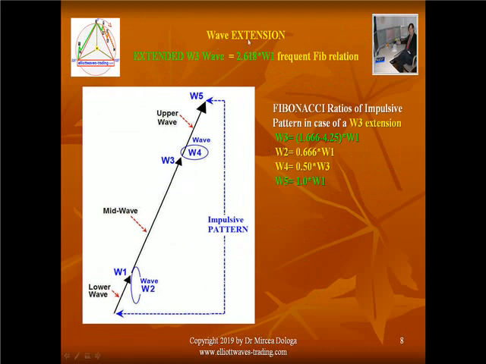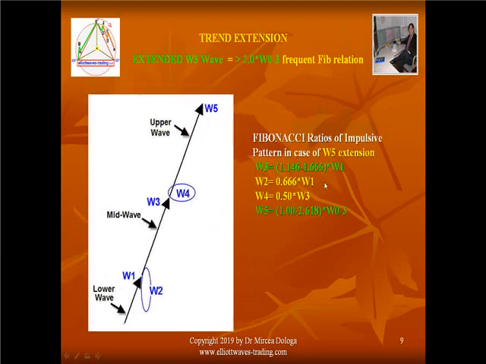Let's talk a little bit about the wave extensions. The extended W3 has the Fibonacci relation of 2.618 W1, which is a frequent Fibonacci relation. If we take a look over here, we see that this extended wave gives us as a consequence an equality between W5 and W1. And like we said before, the extended W3 can go as high as 1.666 to 4.25 W1. W2 and W4 remain the same as before, and W5 is equal to W1, again, the equality principle.